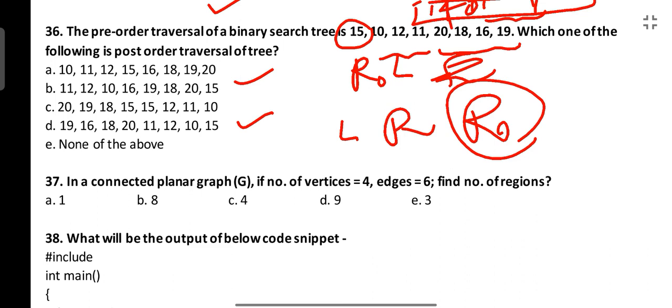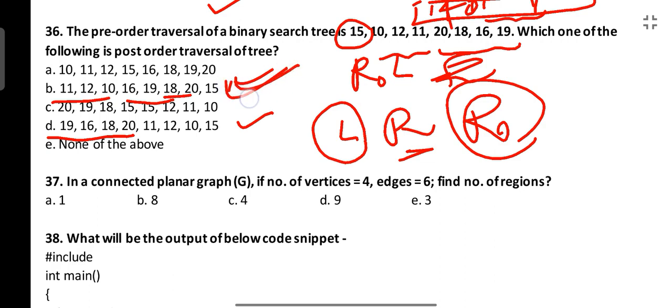So in post-order, first left will come. So left should be 10, 11, 12. We have to see where 10, 11, 12 is coming first, and after that right will come. 20, 18, 19 should come after that. So here if you see option D, the right subtree is coming first. But in option B, the left subtree is coming first, then the right subtree, and then the root. So the correct answer is option B.